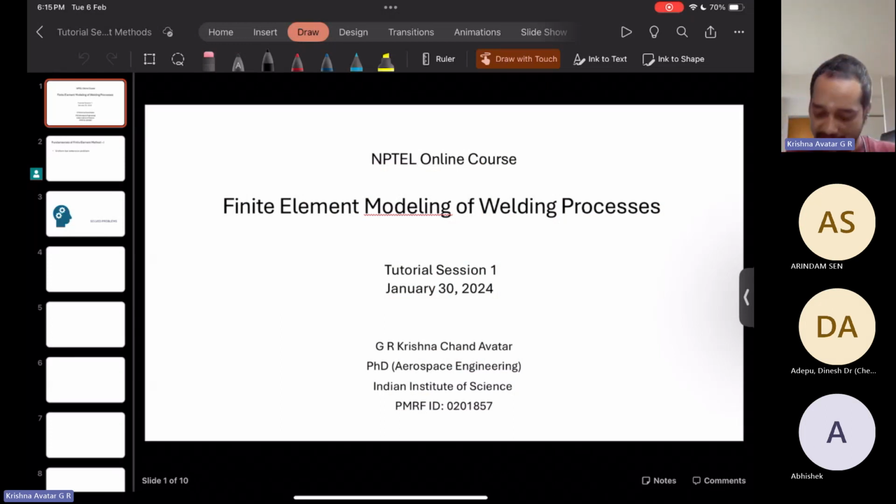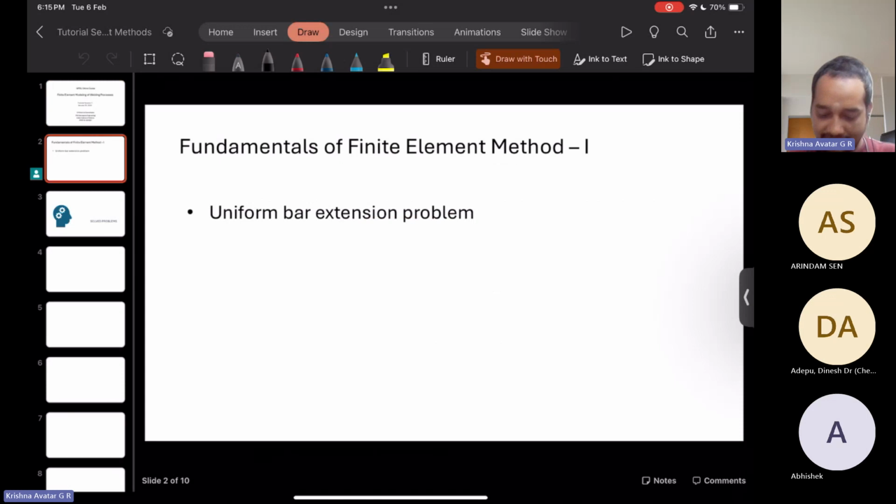So this is going to be the second tutorial session for the NPTEL course on finite element modeling of welding processes. In week two, the lectures discussed a continuation of some of the welding processes and an introduction to the fundamentals of finite element method. Just to save bandwidth, I'll turn off my camera.